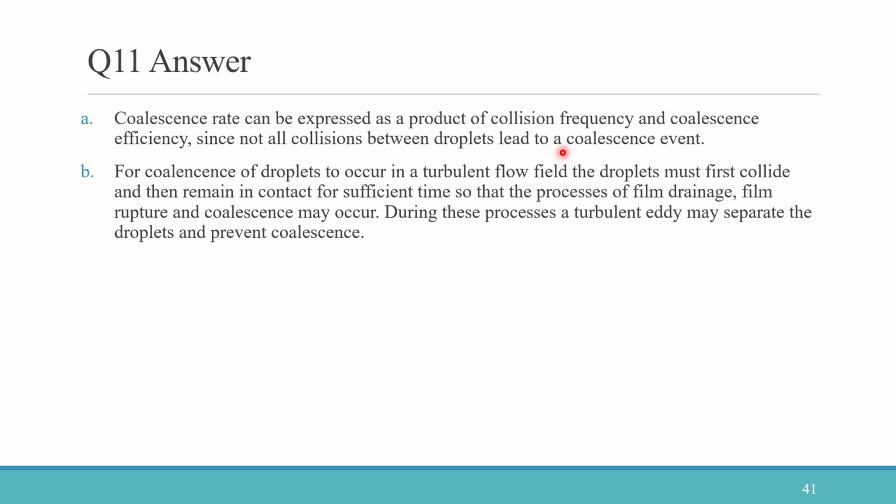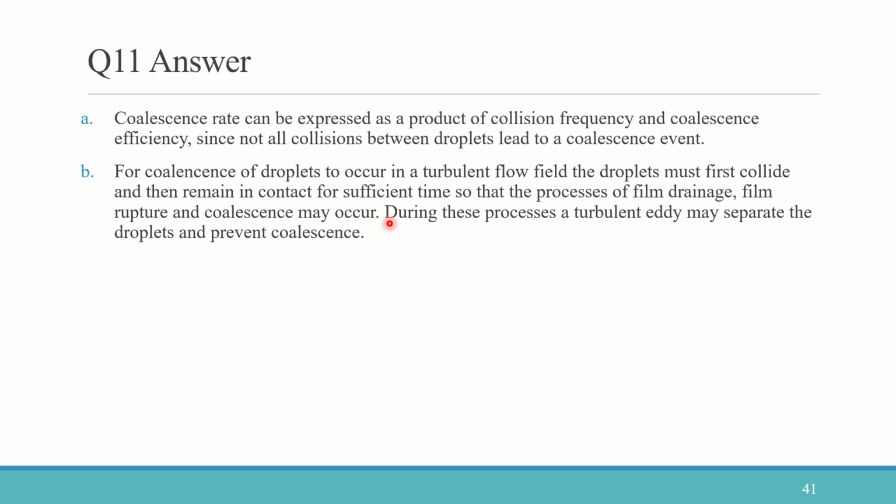Second one, for coalescence of droplets to occur in a turbulent flow field, droplets must first collide and then remain in contact for a sufficient time. See, we are saying that not all collisions lead to coalescence. So when does coalescence occur when two bubbles collide? When they remain in contact for a sufficient period of time, so that the processes of film drainage, that we have seen, right, two bubbles collide and they remain in contact and the surfaces between them align against each other and trap some liquid and then they break up. So the processes of film drainage, film rupture and coalescence may occur.